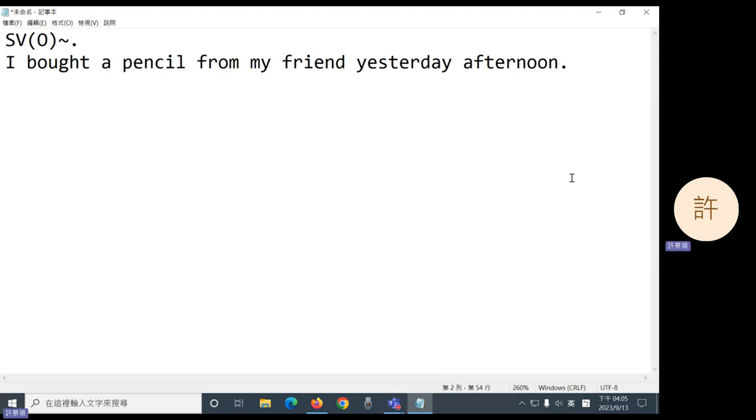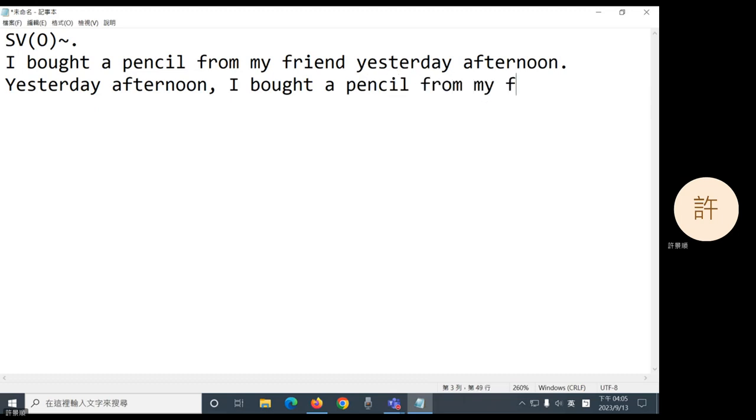Sometimes you need to move information to the front. In that case, you need to tell the reader that the information has moved. For example, if you want to move the time to the front, you will notice that there is now a comma here. This use of the comma tells the reader that things have moved around. This is American English. The British people don't care. But in American English, you need to add this comma to let your reader know that things have moved around.